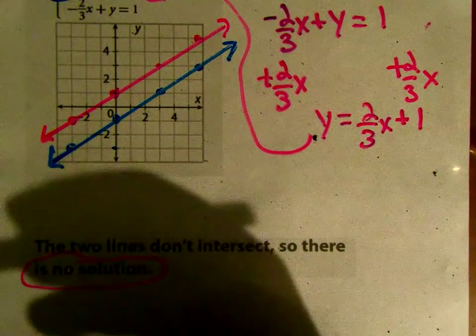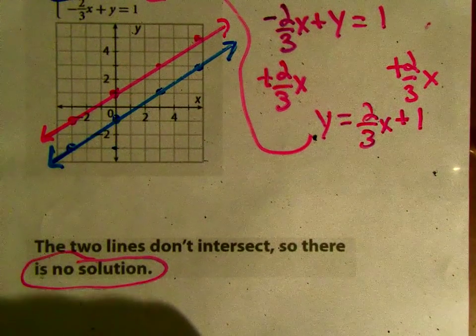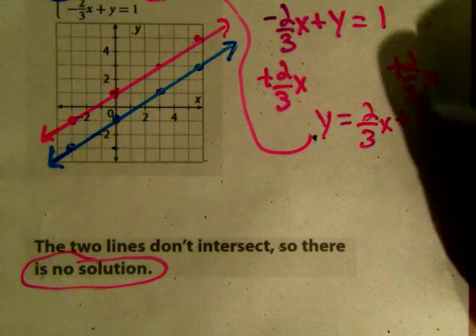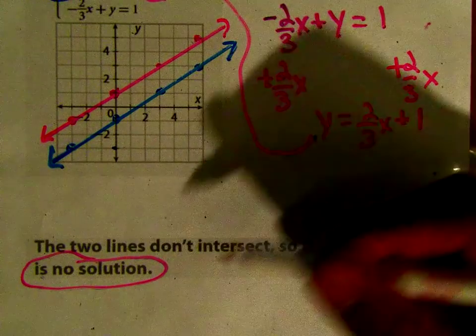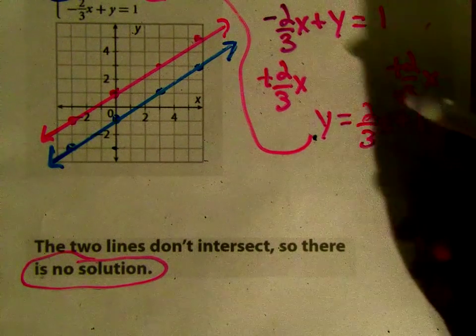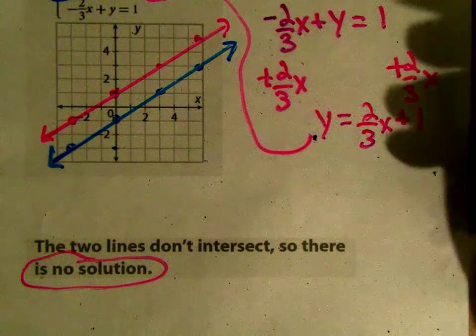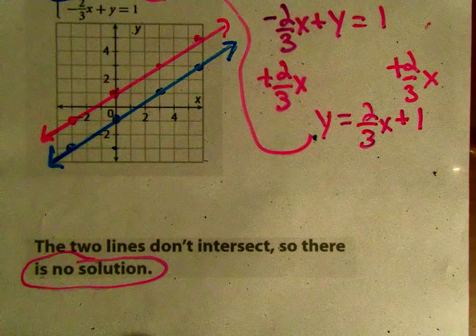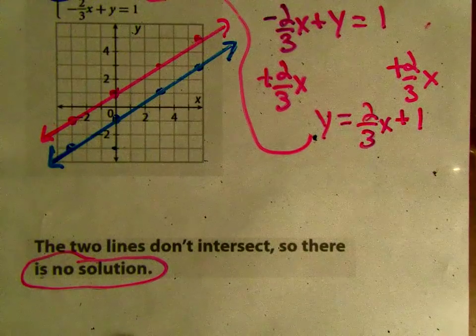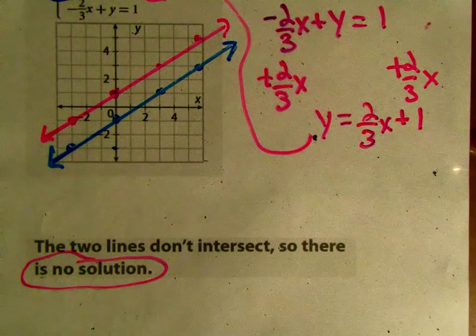So to recap, if your lines have the same slope but different y-intercept, there's no solution. And if your lines are exactly the same, then it's an infinite amount of solutions. So those are 2 special cases that you deal with as far as solving a system of linear equations.